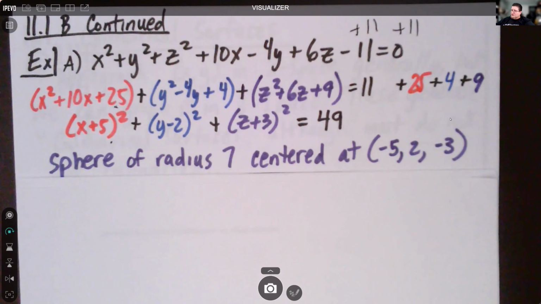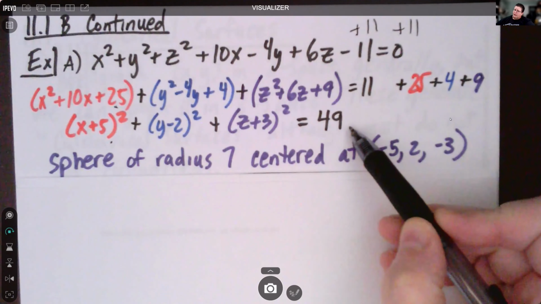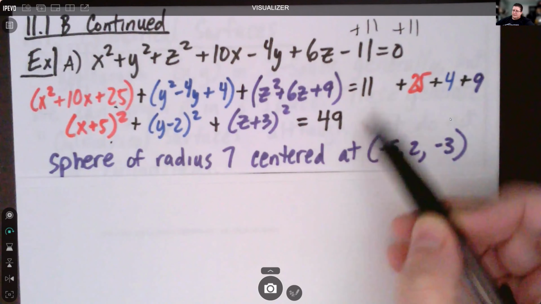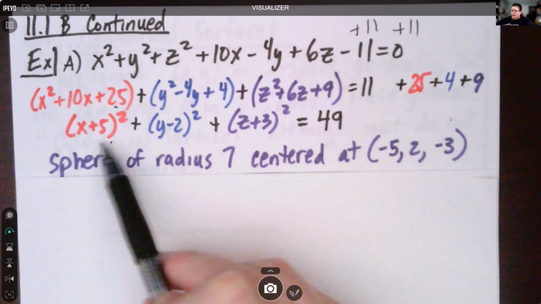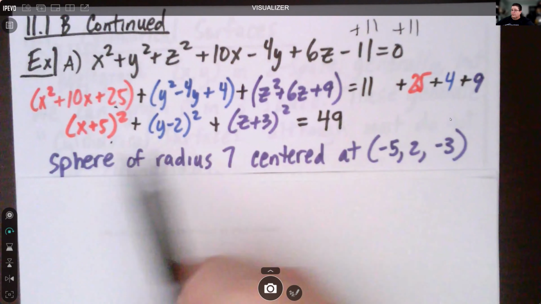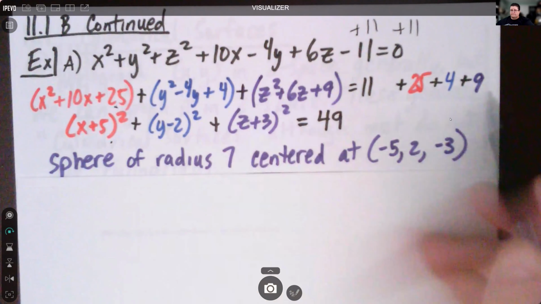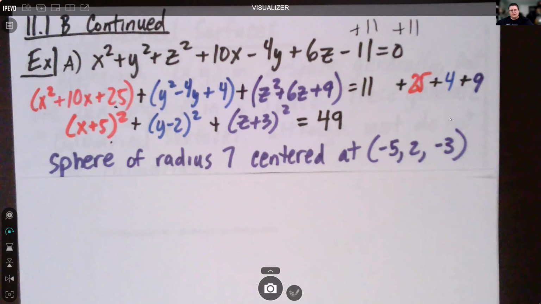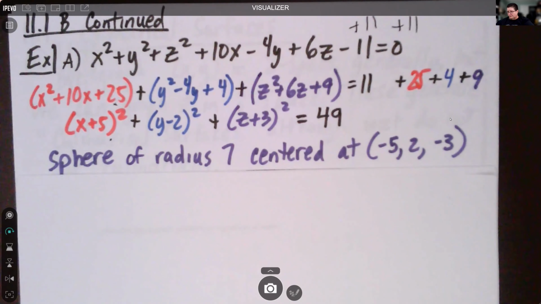This does generate a circle, or a sphere, sorry, a sphere. The radius is the square root of the right side, which is 7. And the coordinates of the center are the opposite of the signs on the inside: negative 5, positive 2, and negative 3. Okay. So that's an outcome where this equation generates a sphere.